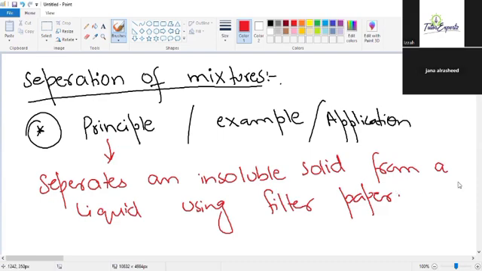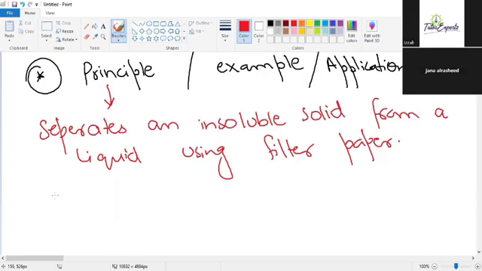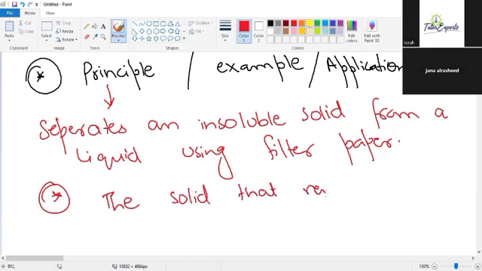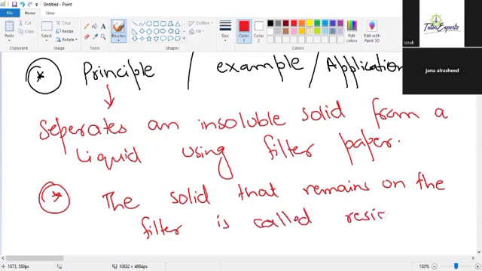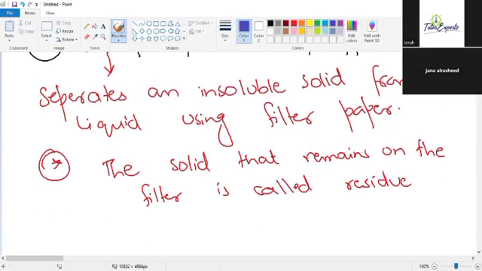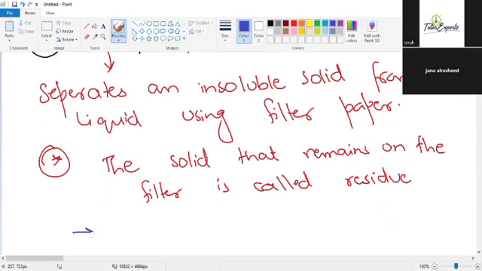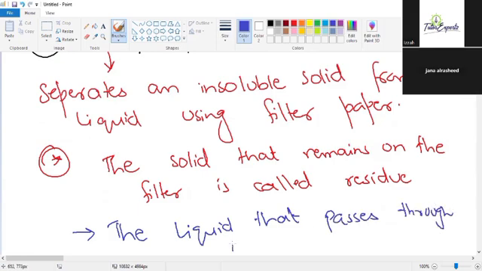Okay. So that is called the residue, and the liquid that has been filtered and passes through is known as the filtrate.